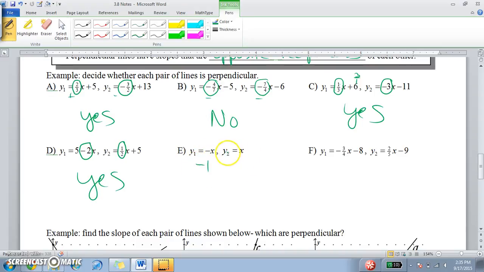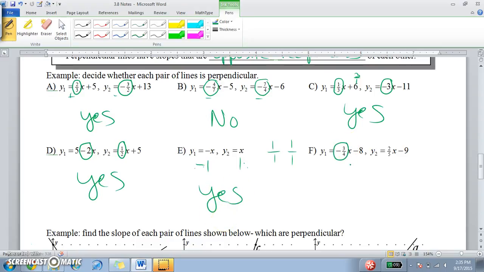This one says y equals negative x. So the slope is negative 1. Here, the slope is positive 1. Well, the reciprocal of 1 is just 1 over 1. So the reciprocal is still just 1 over 1. This is positive. This is negative. Technically, they are reciprocals of each other. So yes, these are also perpendicular.